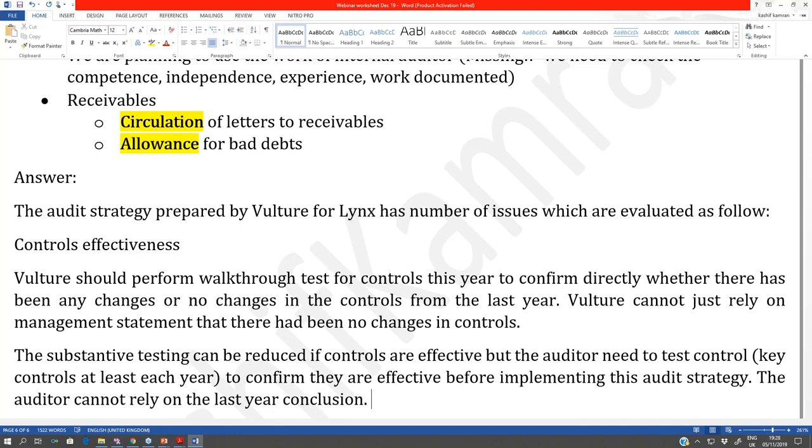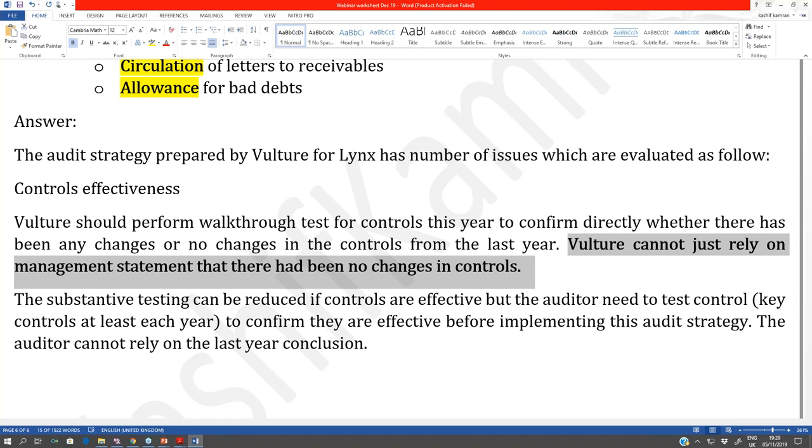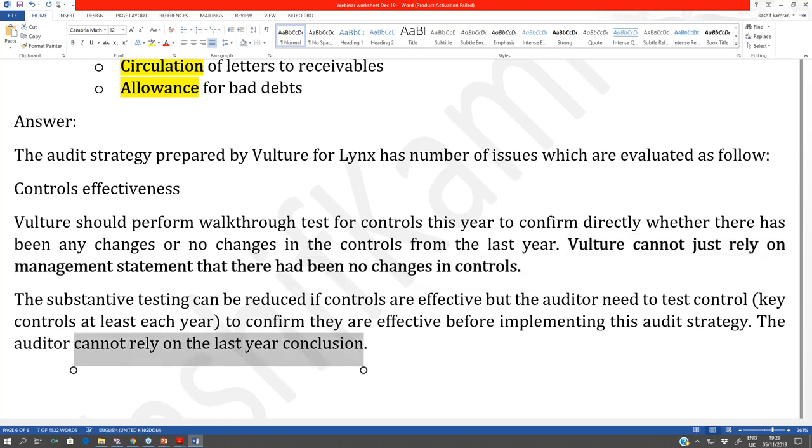So I think currently there are some problems in the strategy prepared by Vulture. And do you all agree with these two problems I wrote in front? That we cannot just rely on the management statements, we should have tested them ourselves. And the second problem is that we cannot just rely on the last year conclusions, right? We should test controls at least every year, which are known as the key controls. So there are problems in control effectiveness of this strategy.